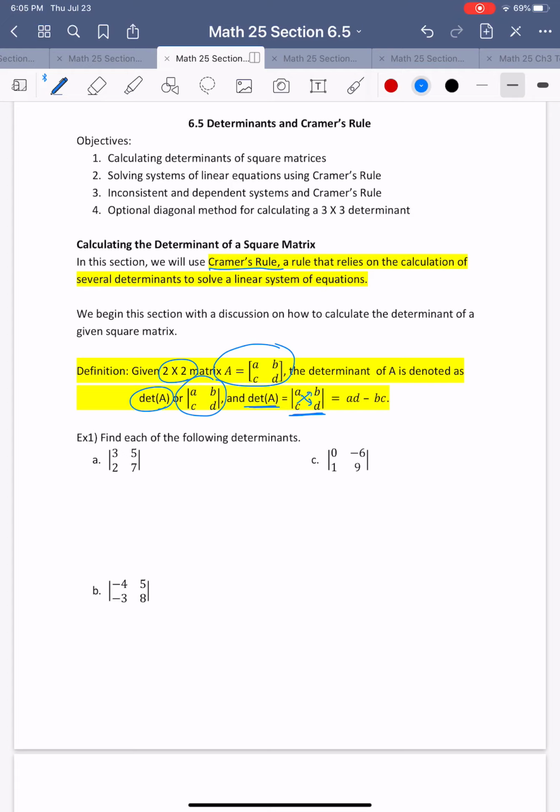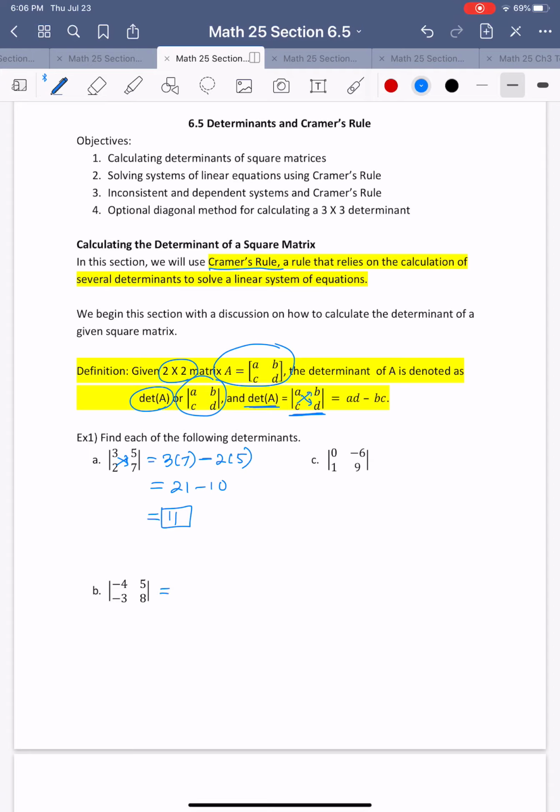So AD minus BC. Okay, so this is how you do it. Alright, so for this 2 by 2, you multiply 3 by 7, and subtract the product of 2 by 5. Which means 21 minus 10, and the answer is 11, because that's the determinant.